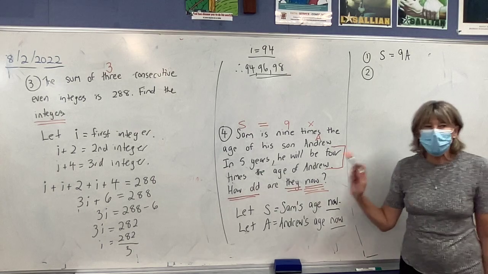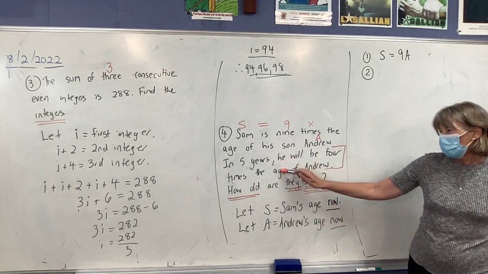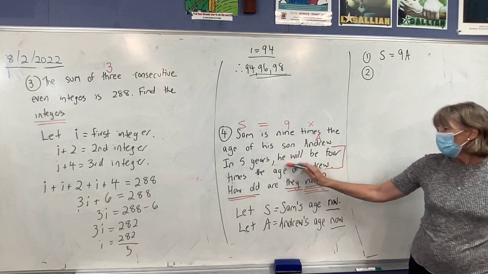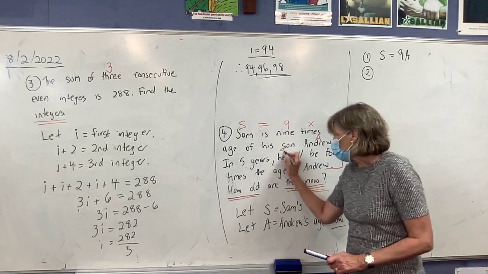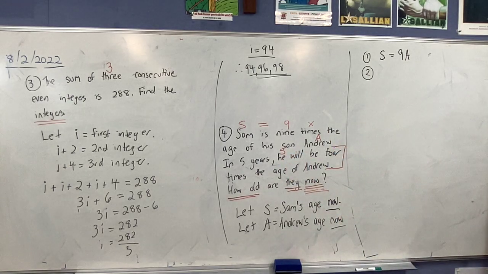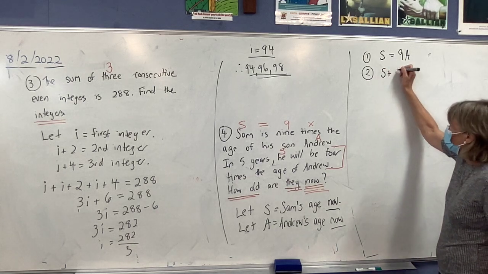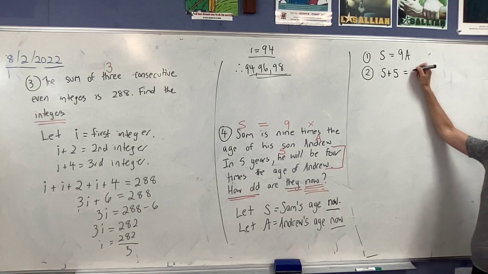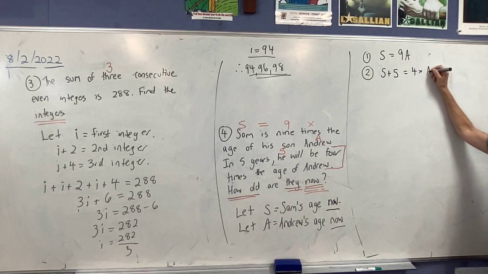Okay, so what are we going to write for our equation? In 5 years' time, he, who are they talking about? He will be 4 times the age of Andrew. He is Sam, so we'll write an S there. In 5 years' time, Sam will be 4 times the age of Andrew. How am I going to write this? Would it be S plus 5 equals 4 times A plus 5?